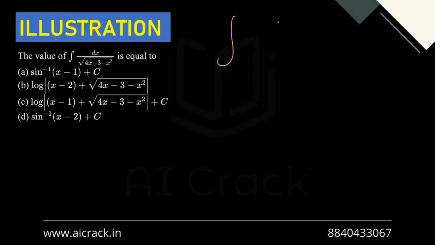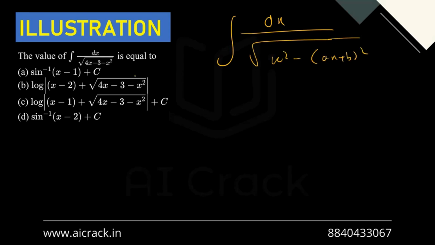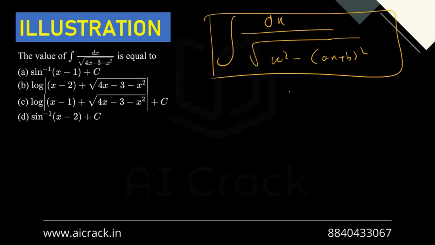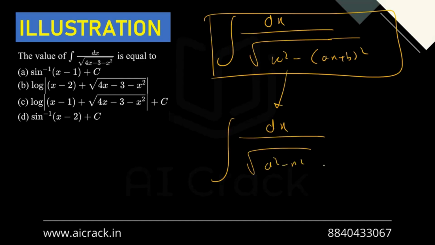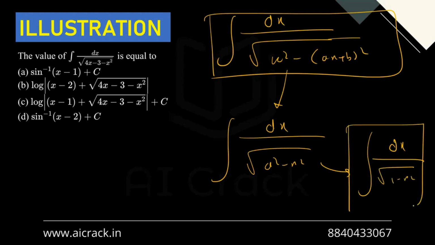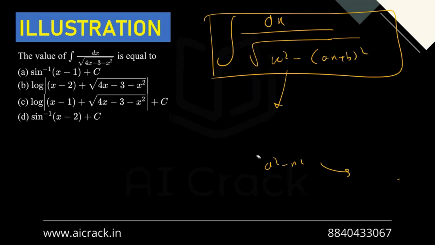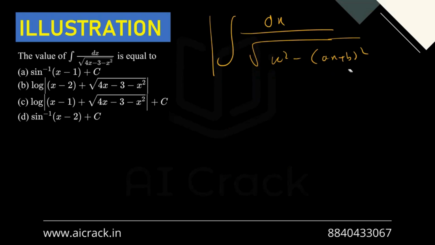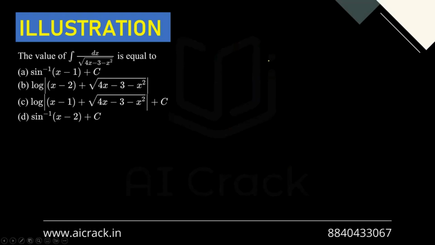We can see that this is of the type dx upon under root k square minus (ax plus b) whole square. Why? Because we have a negative sign in front of x square. That's why this is of this kind of format. Now we know that this format is the modified version of dx upon under root a square minus x square, or in a very crude manner, the modified version of dx upon under root 1 minus x square. That is nothing but sine inverse x. So ultimately, we are going to get sine inverse in our answer, right? So now let's try to solve this one.